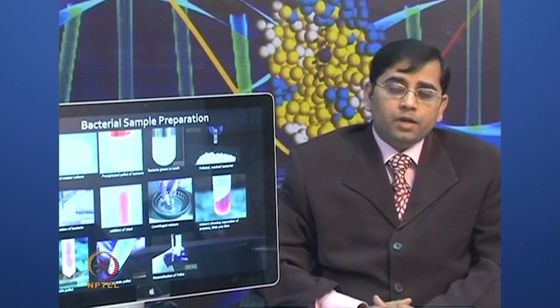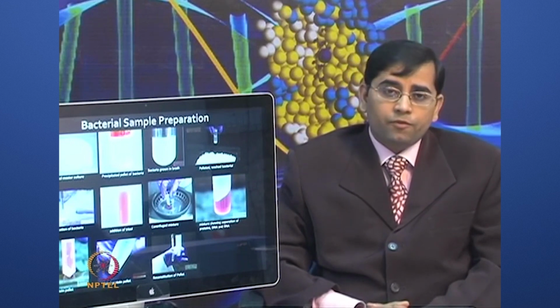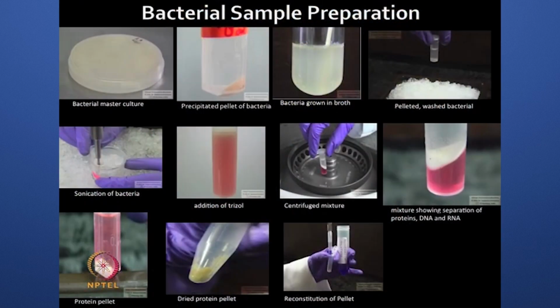So, now I am giving you a pictorial overview of bacterial sample preparation. First, you need to inoculate a culture. After obtaining the right colonies, you need to grow the culture and obtain the bacterial pellets. Then you need to wash the bacterial pellet and sonicate it in the preferred lysis buffers. Then you add Trizol.